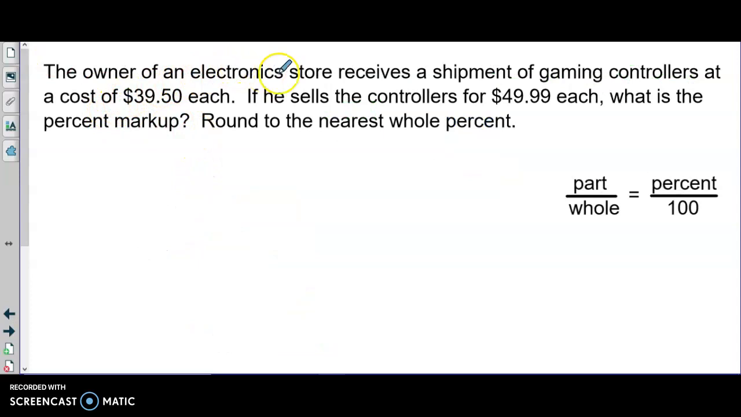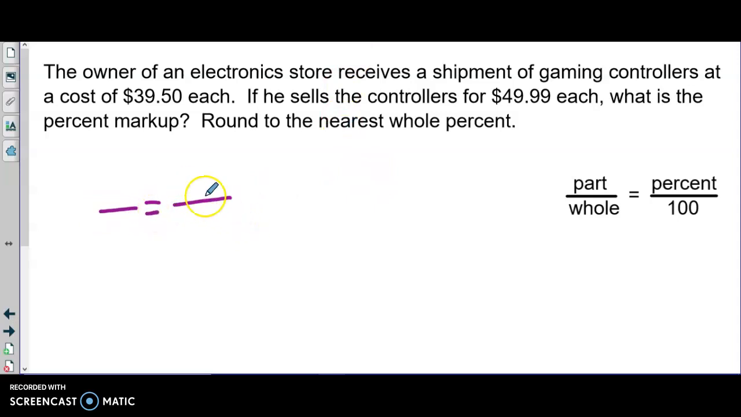The owner of an electronics store receives a shipment of gaming controllers at a cost of $39.50 each. If he sells the controllers for $49.99 each, what is the percent markup? Round to the nearest whole percent. So again, it's not going to tell us to use this formula, but we just need to know to use it. So let's go ahead and set it up.